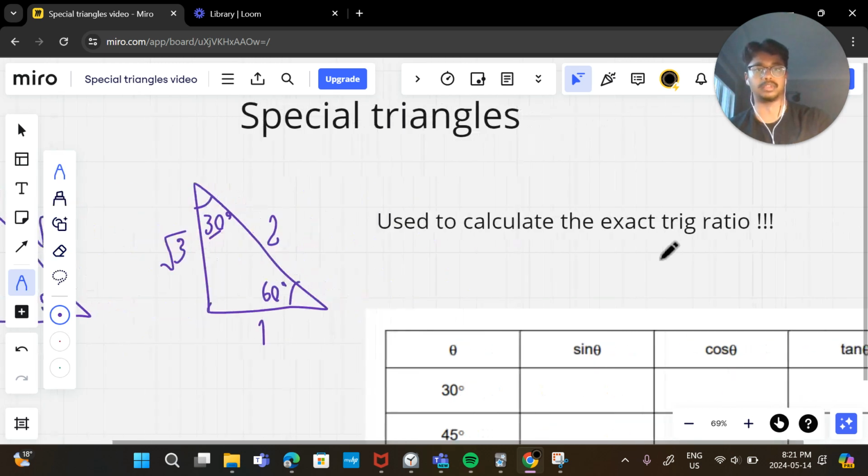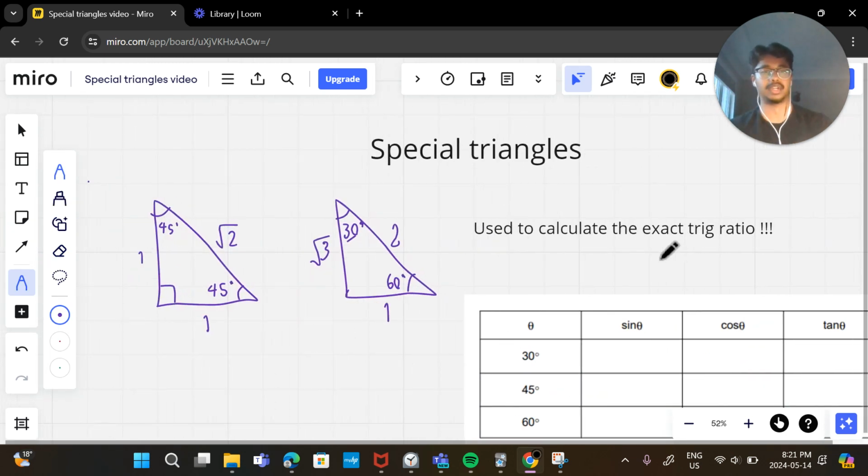So why do we use them? As I say over here, they're used to calculate the exact trig ratio. You could plug sine 30 degrees into your calculator, but you'll actually just get a huge decimal. You won't get an exact ratio. So the purpose of these special triangles is to give you an exact ratio for these special angles. And these special angles, as listed over here, are 45 degrees, 60 degrees, and 30 degrees.